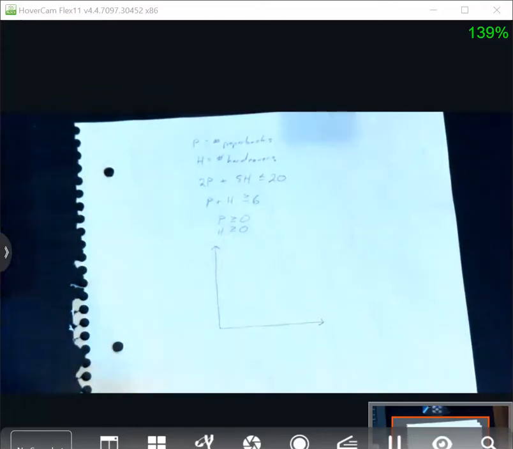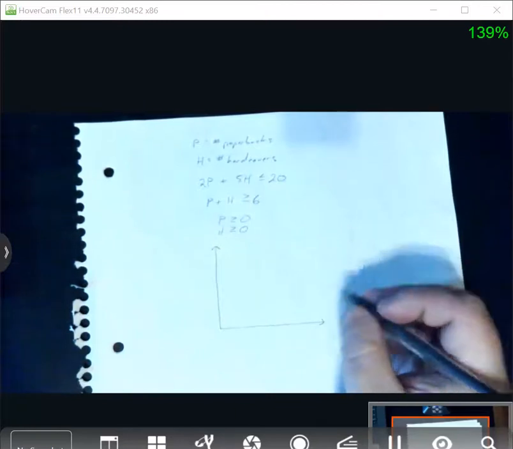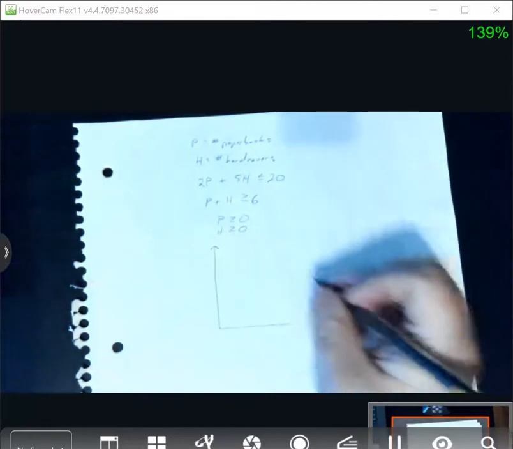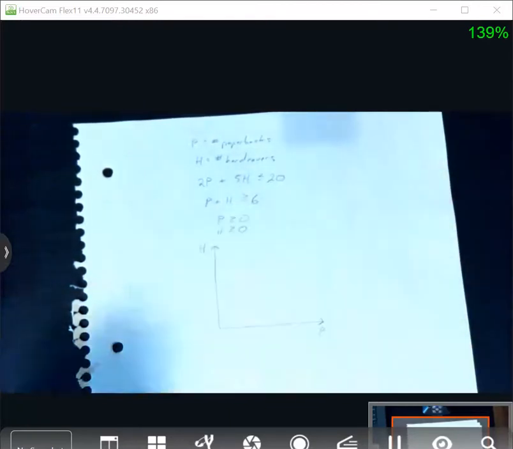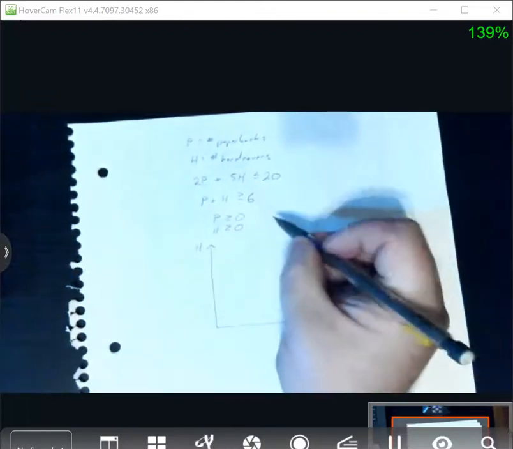Now, unlike x and y, we need to set which of these are which. So I'm going to have my P axis here, the number of paperbacks, and my H axis here. Each of them can only be positive, so I'm only looking at this first part. There's no reason to include any of the rest. That's what this restriction has done.